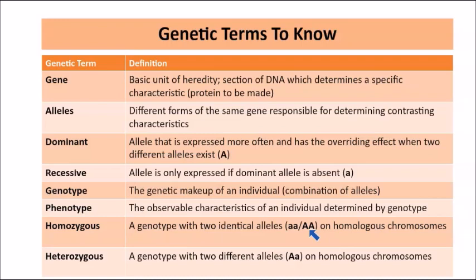Now heterozygous means different. Homo means same, so therefore you have two identical alleles. Hetero means different. So now you have a genotype with two different alleles. So one is dominant, one is recessive. So these are some key terms you need to know as we go on to look at the genetic crosses.